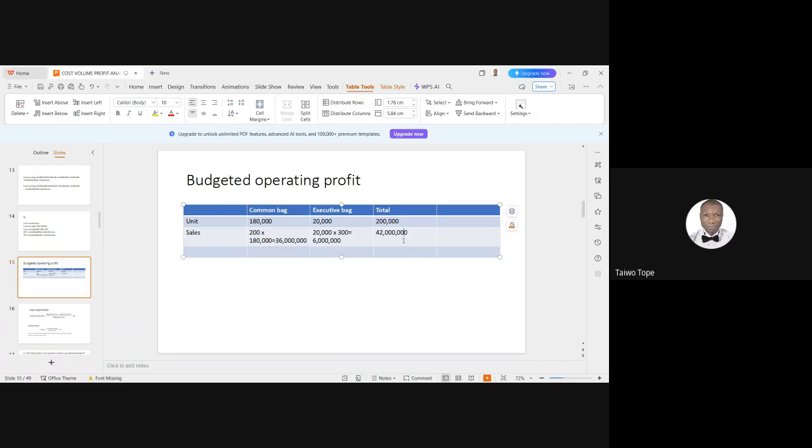What next are we going to have here? Since we are trying to determine our operating profit, we need the variable cost. When you produce and sell 180, the variable cost associated with common bag is 140. 140 multiplied by 180 will be equal to 25,200,000.